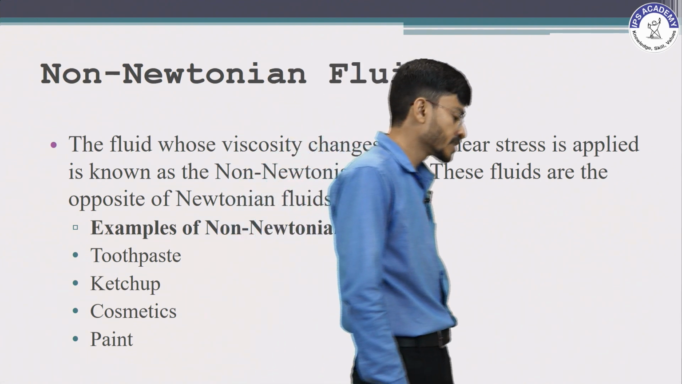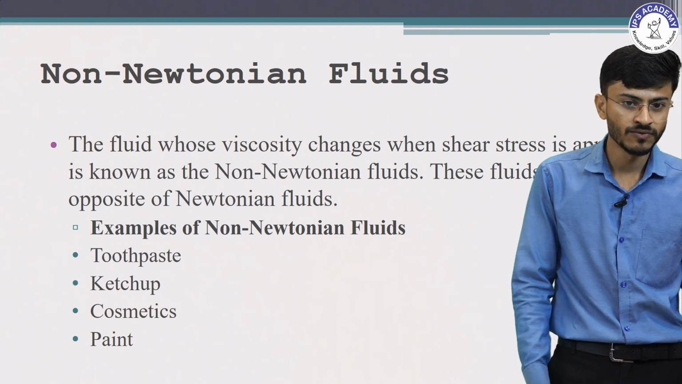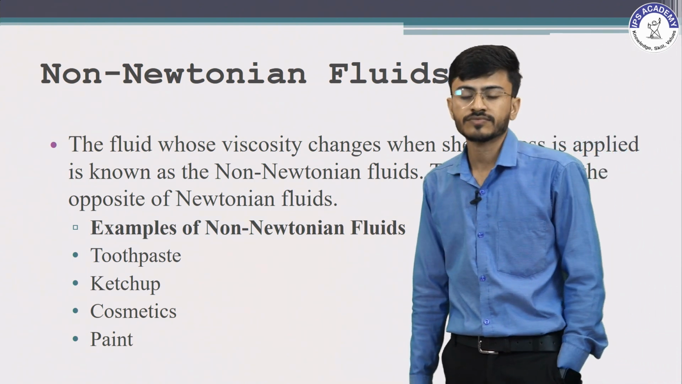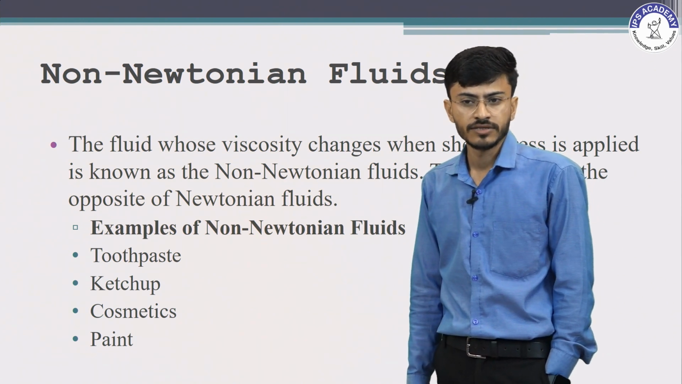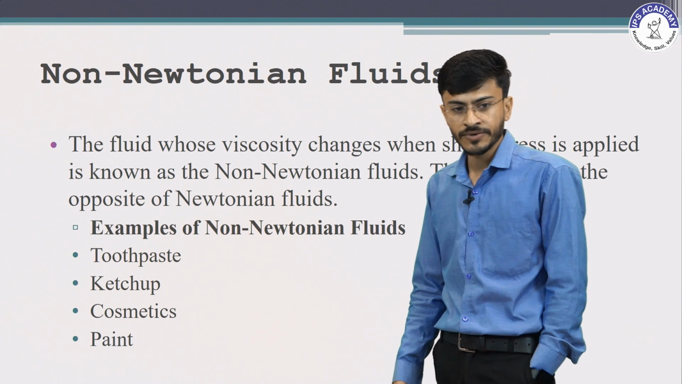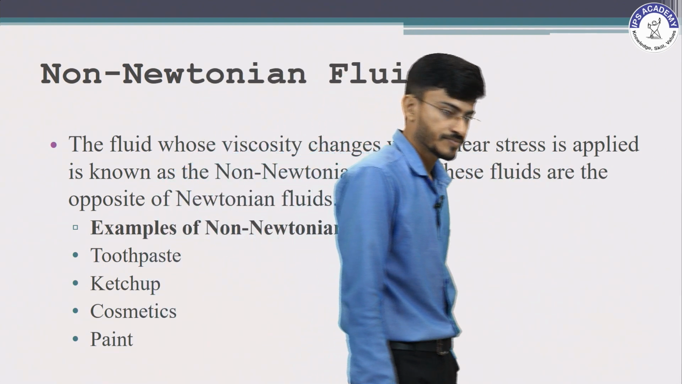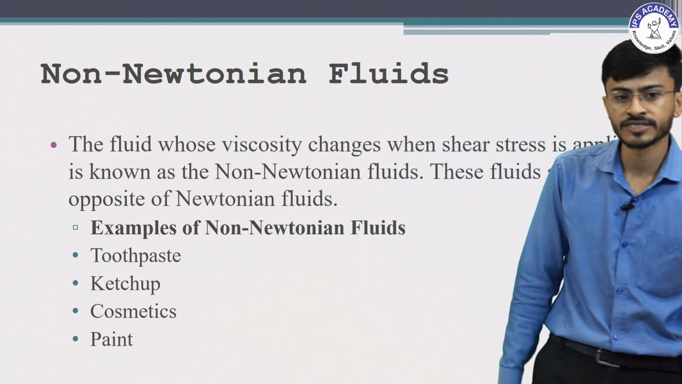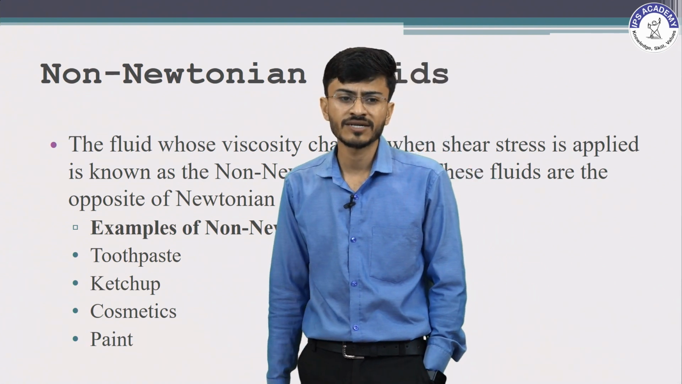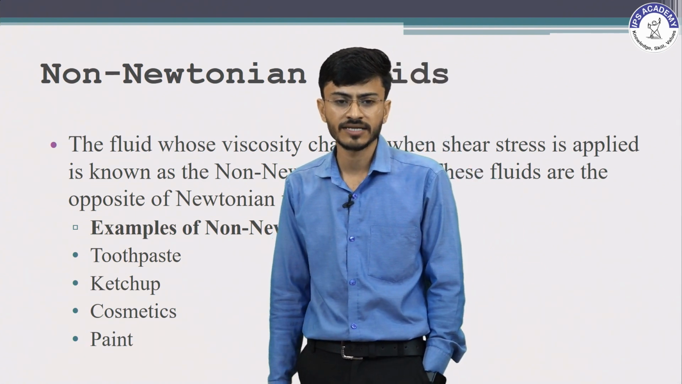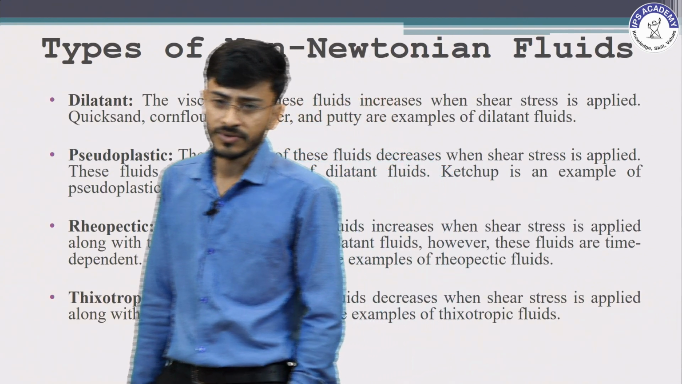Now coming to the non-Newtonian fluids, this fluid does not obey the law of Newton. The fluid whose viscosity changes when shear stress is applied is known as the non-Newtonian fluid. These fluids are the opposite of the Newtonian fluid. For example, toothpaste, ketchup, cosmetic paints. So when shear stress is applied to such types of fluids, it's not linear, or it behaves differently on applying different stresses. Now coming to the types of non-Newtonian fluids.